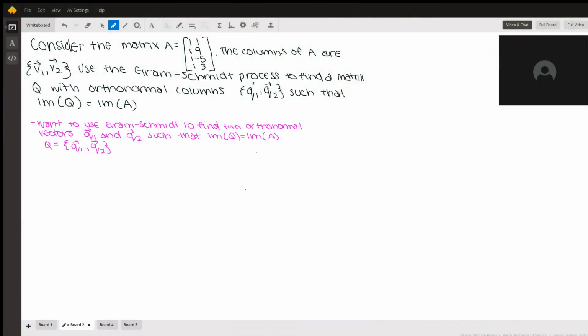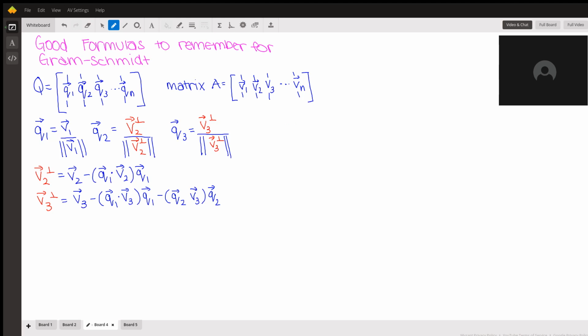Hey guys, so we're gonna try and do this problem, and this is a Gram-Schmidt process. Consider the matrix A. The columns of A are V1 and V2. Use the Gram-Schmidt process to find a matrix Q with orthonormal columns Q1, Q2, such that the image of Q equals the image of A.